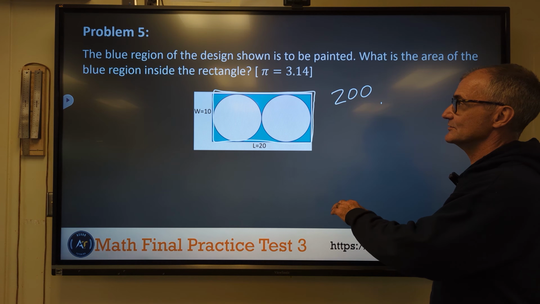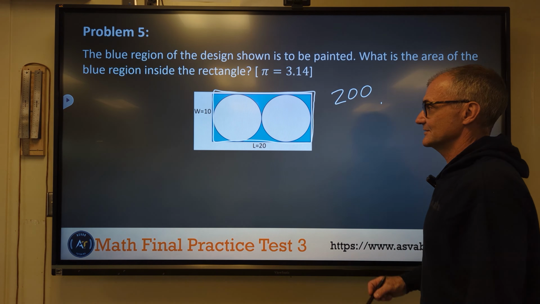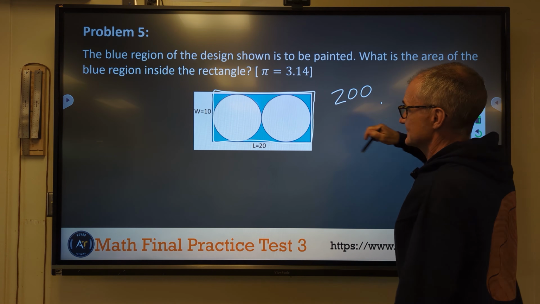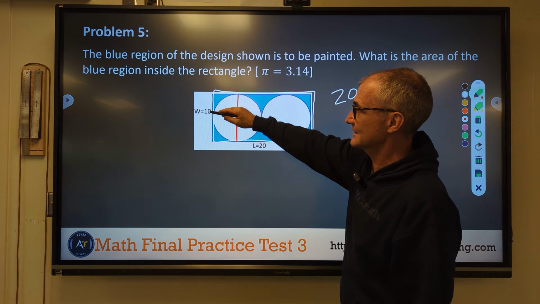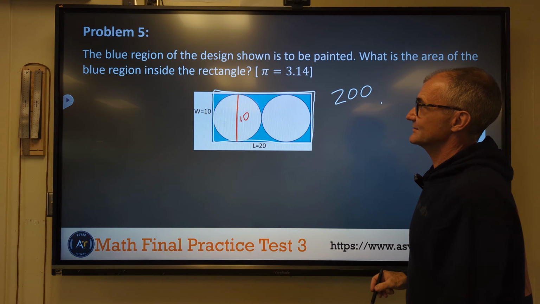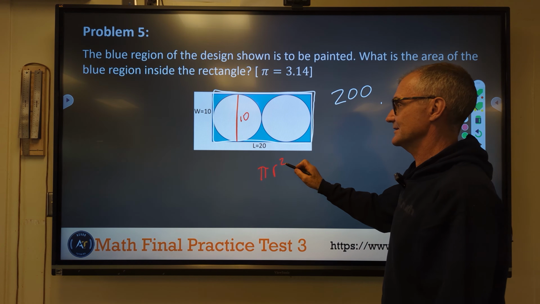And then I have to remove the area of the circle and then the other circle. Well, the diameter of the circle is straight across. So if the rectangle is 10, the diameter is 10. Area of a circle is pi r squared.